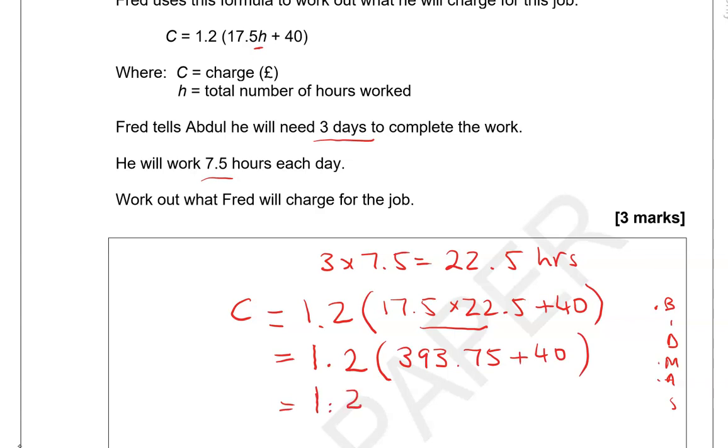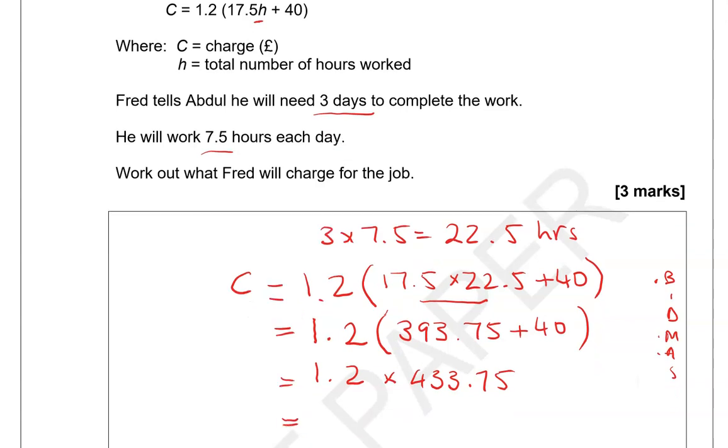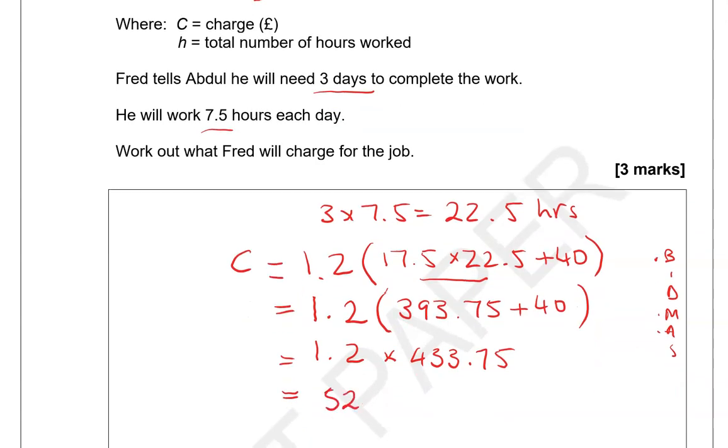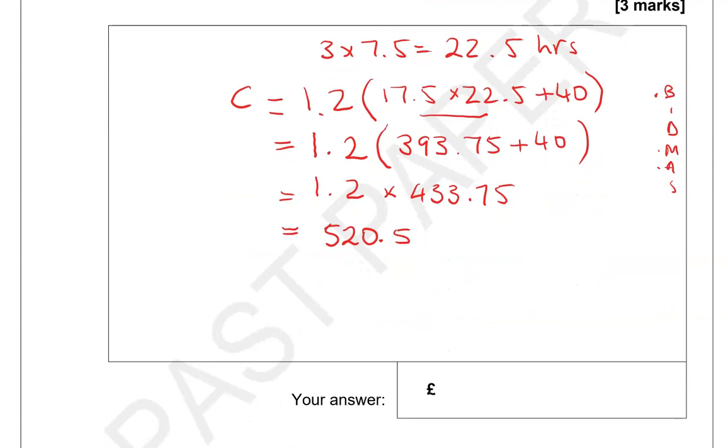So now rewriting this as 1.2. Within the brackets we've got 393.75 plus the 40, which is equal to 433.75. Now when we've got brackets in here and no operation in the middle, that means multiplication. So we're multiplying that number by 1.2, which is equal to 520.5. And since this is money, we'll use correct money notation, so £520 and 50 pence.